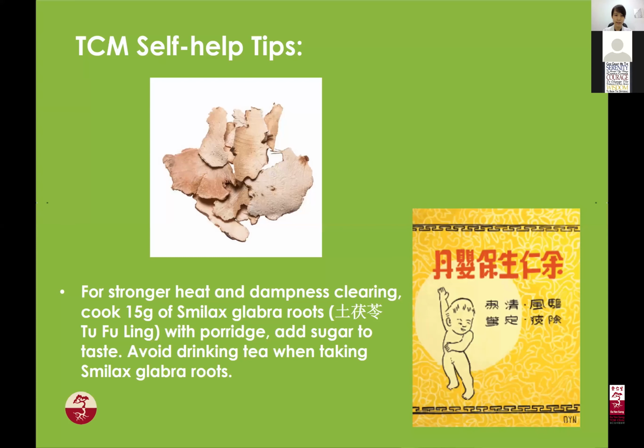And then this is one of the herbs that we commonly use to treat gout. You can also find it in traditional herbal stores. It has a quite a stronger heat and dampness clearing effect. You can also cook this with porridge, but you probably need to add some sugar to have a nicer taste. One thing to note is when you take this herb, you don't take it together with tea.